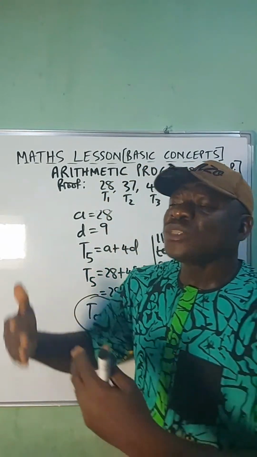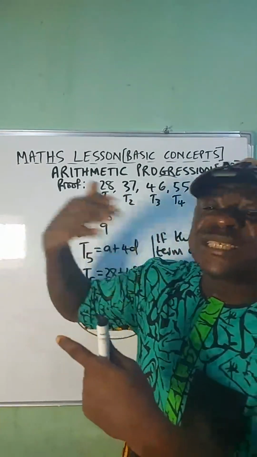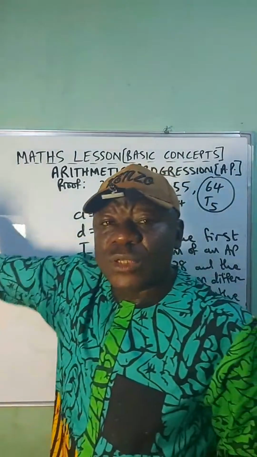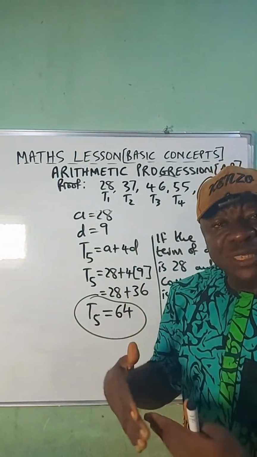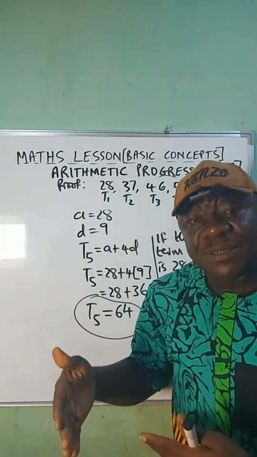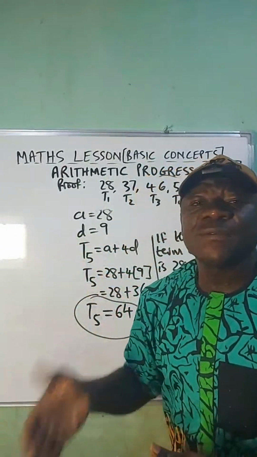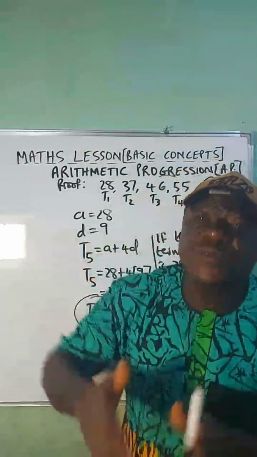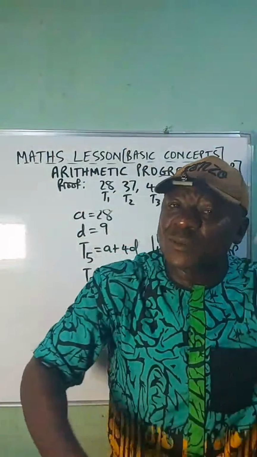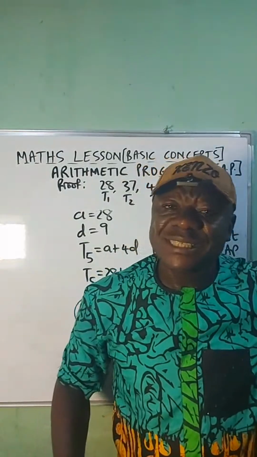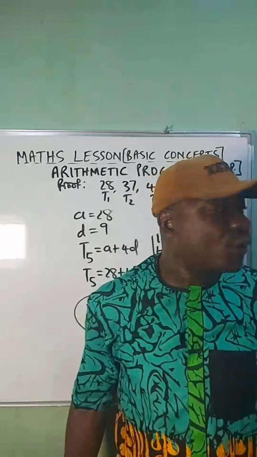So what they are trying to say is that since the first term is 28 and the common difference is 9, if we continue doing this, the fifth term is going to be 64. From 28, you are followed by 37; from 37, followed by 46; from 46, followed by 55; from 55, followed by 64. Even from 64, followed by 73. 73 will be the sixth term. From 73 again, you can get the seventh term, and so on and so forth.